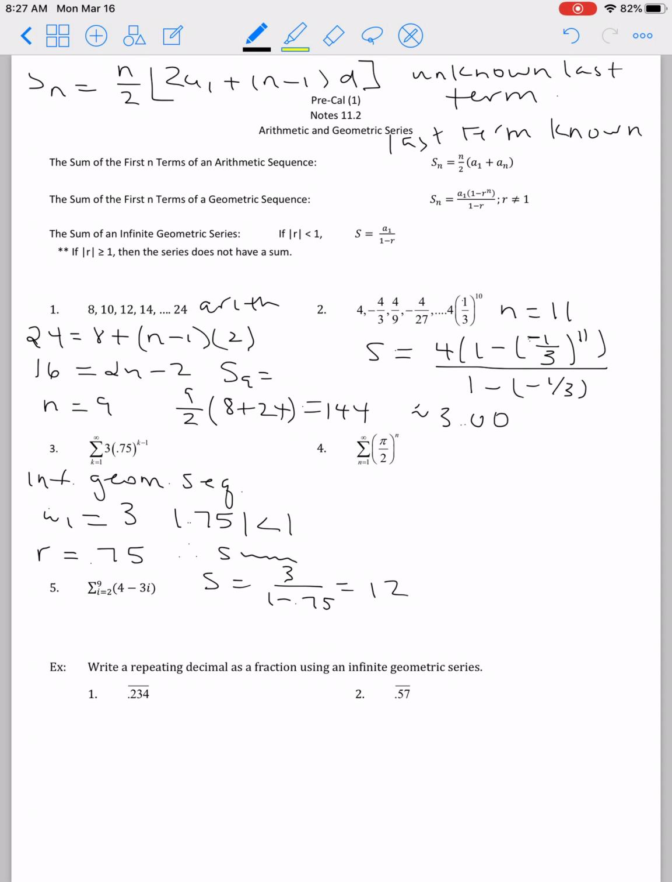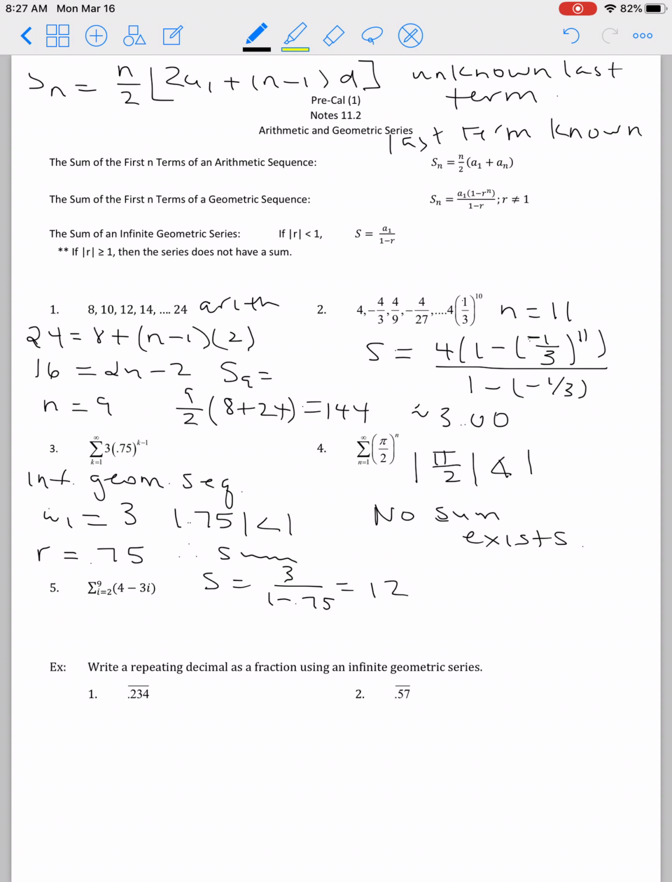And then over here, this is also a geometric sequence, and if we start with our r, we have to check pi over 2, the absolute value of pi over 2. That is not less than 1, so no sum exists.